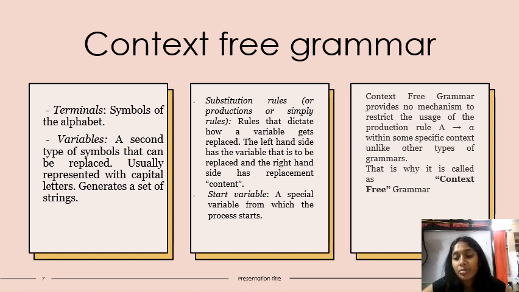A context-free grammar provides no mechanism to restrict the usage of a production rule. That is, A produces alpha without any specific context, unlike other types of grammars. This is why it is called context-free grammar.